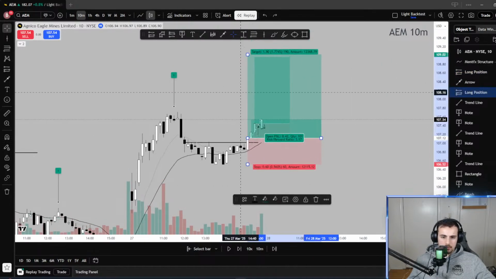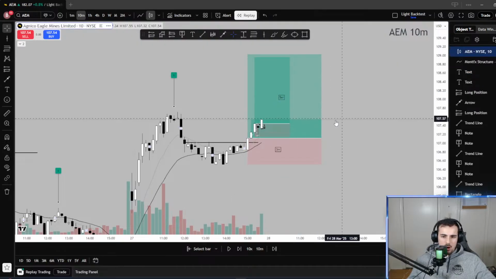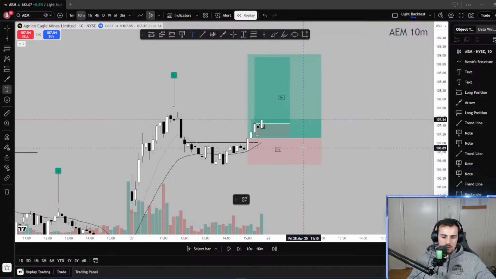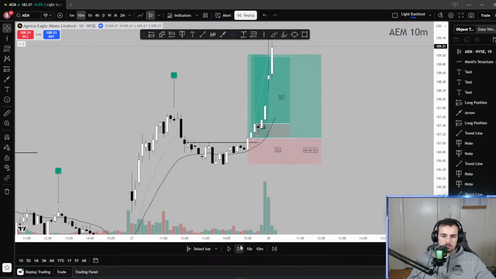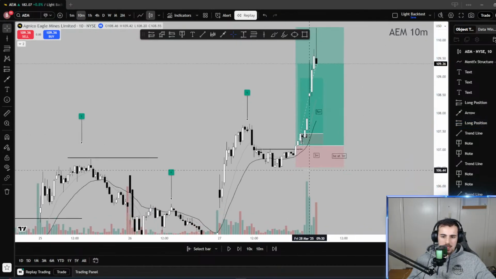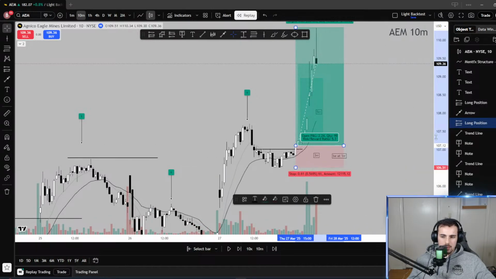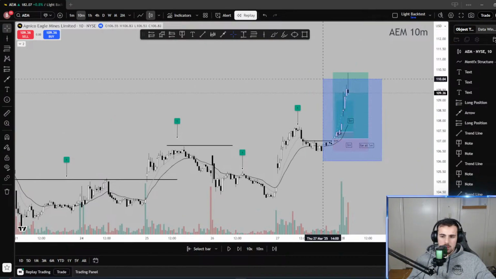Now this one, I take profit at 3 RR. This one, I take profit at 5 RR. For both trades, I break even at 1 RR. Okay, boom. So both trades actually end up being successful in this case. So those would be winners.